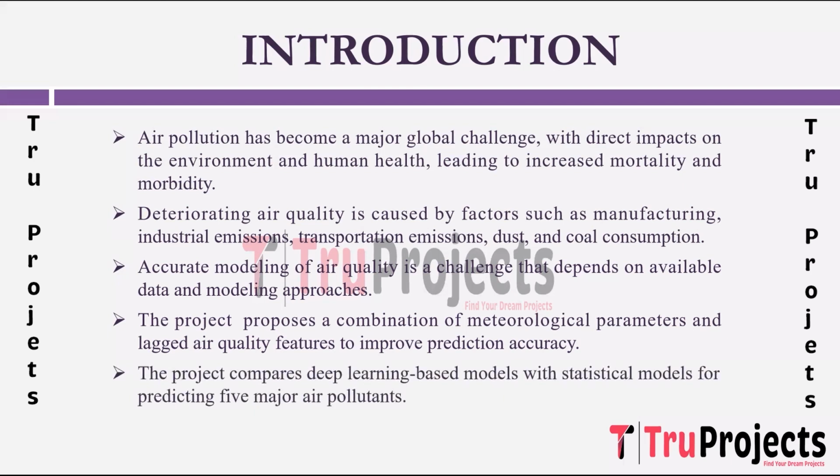The project conducts a comparative analysis between deep learning-based models and traditional statistical models for predicting the concentrations of 5 major air pollutants. These models are evaluated based on their ability to forecast pollutant levels accurately. Deep learning models, known for their ability to capture complex patterns in data, are compared with statistical models like regression or time series analysis to determine which approach yields more accurate predictions for air quality.